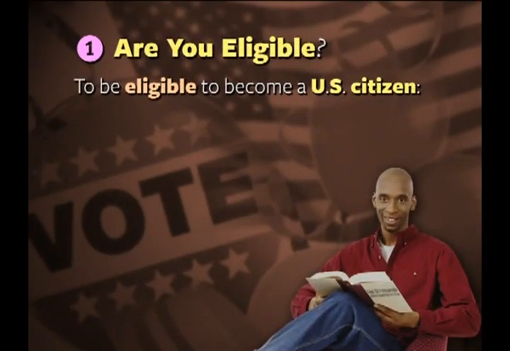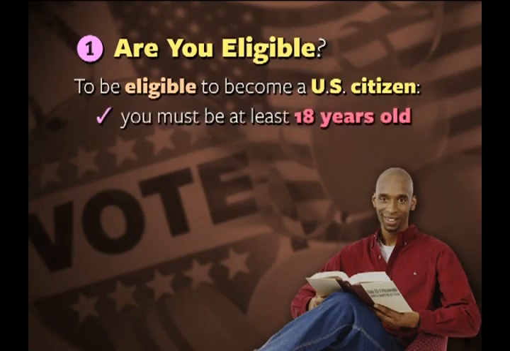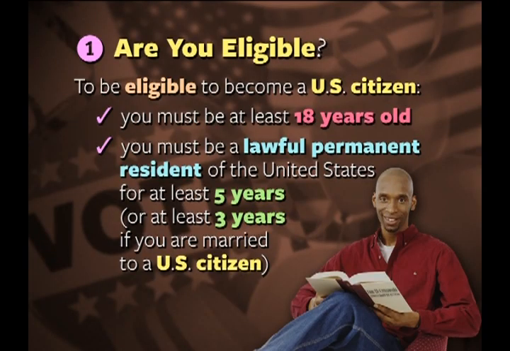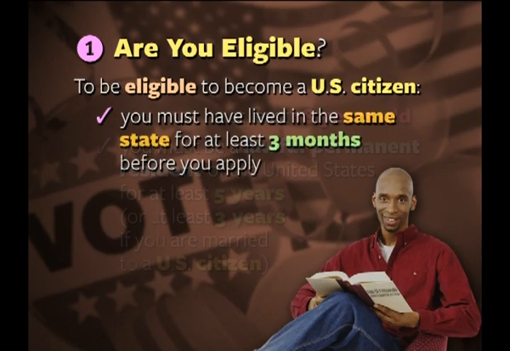To be eligible to become an American citizen, you must be at least 18 years old. You also must be a lawful permanent resident of the United States for at least 5 years, or at least 3 years if you are married to a U.S. citizen. You also must have lived in the same state for at least 3 months before you apply.